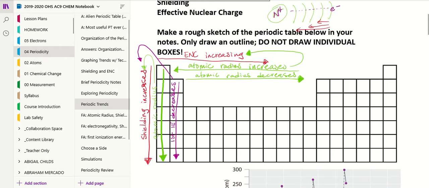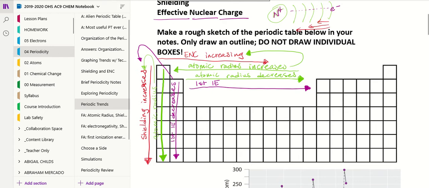What happens as I go across a period? Do the atoms have a better hold on that electron or less of a hold? As I go across a period, what happens to first ionization energy? Does it increase or decrease? Remember, I'm adding protons. I'm increasing the ENC. So that means as I add more positive, will it have a better hold on the negative?